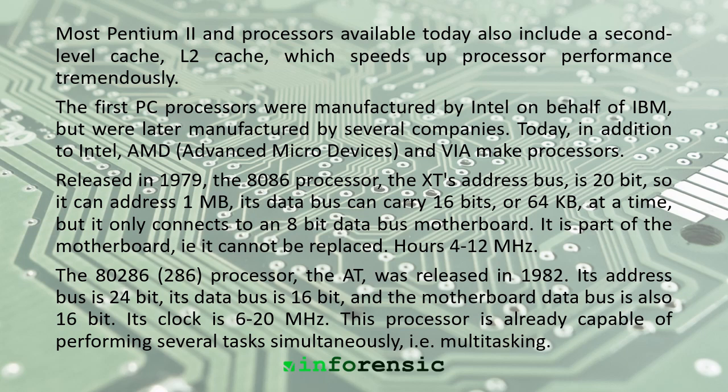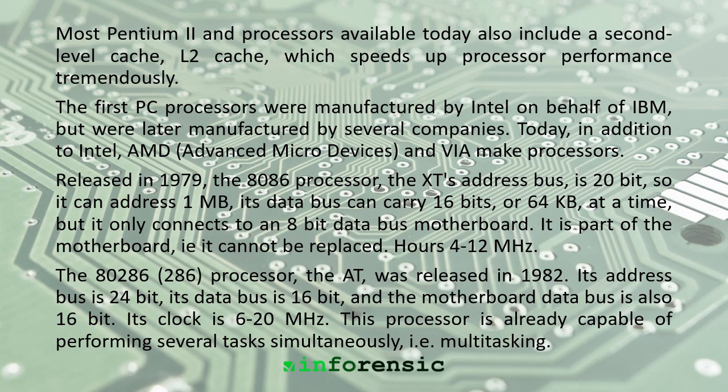Released in 1979, the 8086 processor, the XT's processor, has a 20-bit address bus, so it can address 1 MB. Its data bus can carry 16 bits at a time, but it only connects to an 8-bit data bus motherboard. It is part of the motherboard and cannot be replaced. Its clock is 4 to 12 MHz.